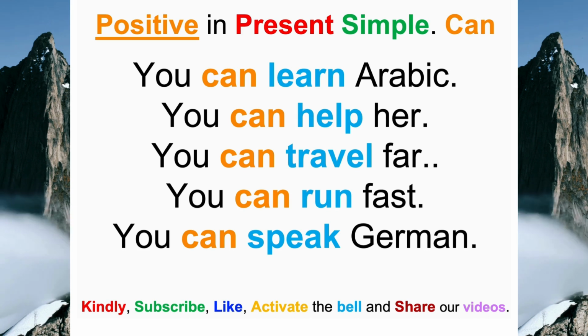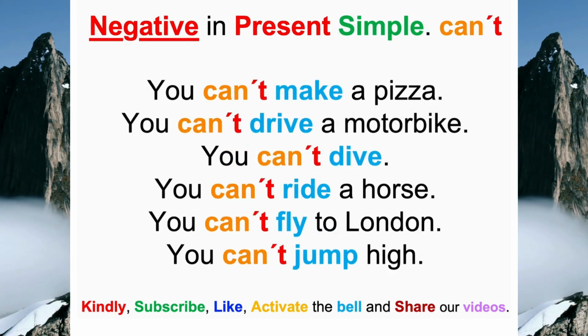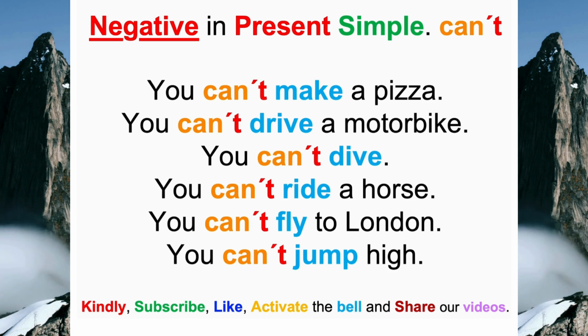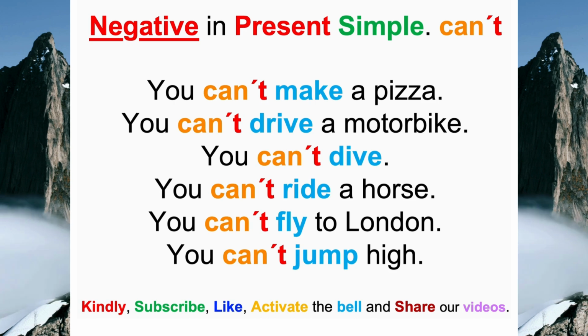Negative form. You can't make a pizza. You can't drive a motorbike. You can't dive. You can't ride a horse. You can't fly to London. You can't jump high. Let's repeat after me these examples.